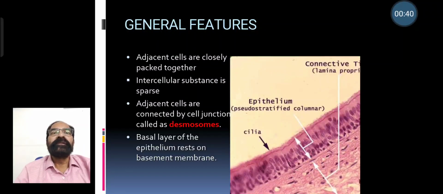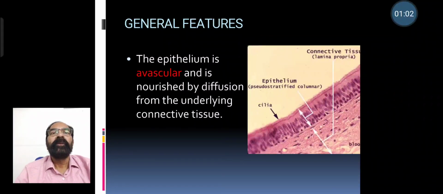So coming to general features, cells are closely packed together. Intercellular substance is less. Adjacent cells are connected by cell junctions called desmosomes. The basal layer of epithelium rests on the basement membrane. The epithelium is avascular and is nourished by diffusion from the underlying connective tissue.